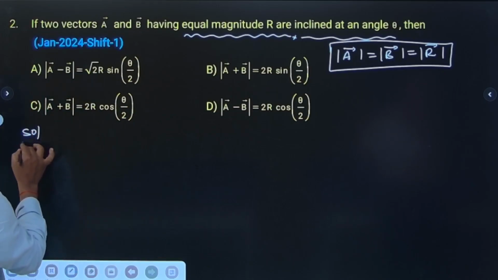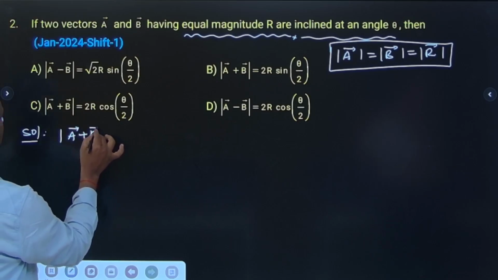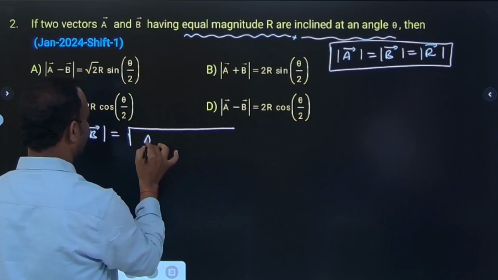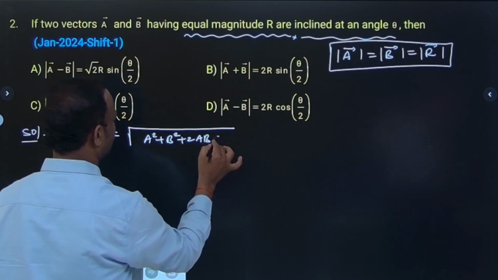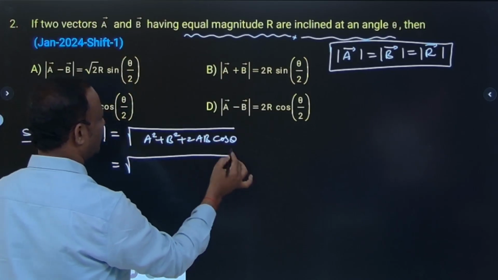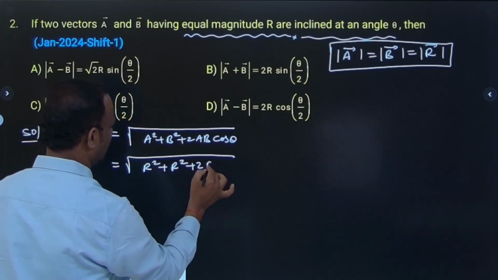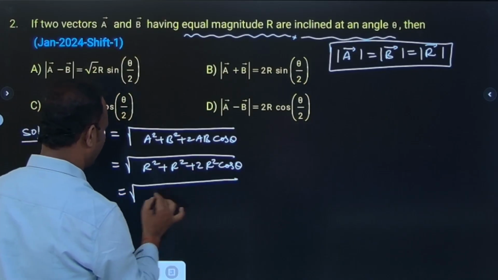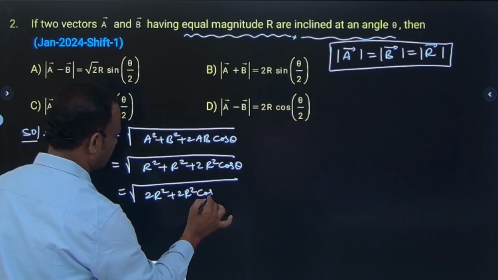So first I'm checking this. Magnitude of a bar plus b bar is equal to the square root of a square plus b square plus 2ab cos theta. This is equal to the square root of r square plus r square plus 2r square cos theta, which is the square root of 2r square plus 2r square cos theta.